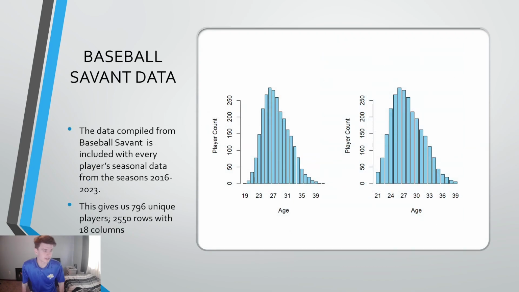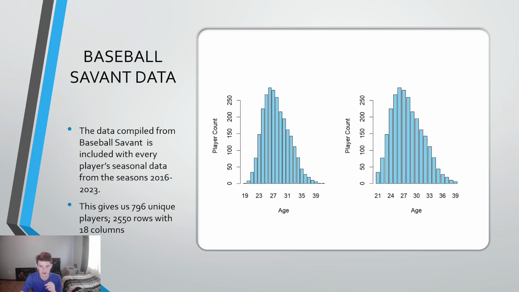The next thing we'll be looking at here is our Baseball Savant data. This data is compiled from baseballsavant.com, and is included with every player's seasonal data from the seasons 2016 to 2023. So if you think of how many teams there are, 30 MLB teams, and each team has a roster of over 20 players, and players move in and out of the league, there are quite a few players here. And as you can see, we get a wide range of ages. And so that's what we're trying to look at.